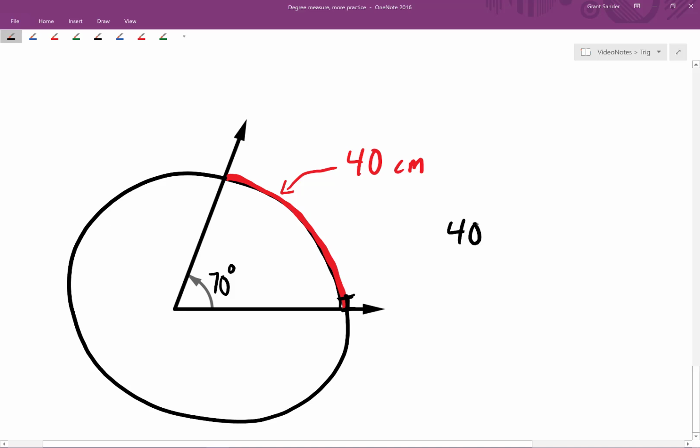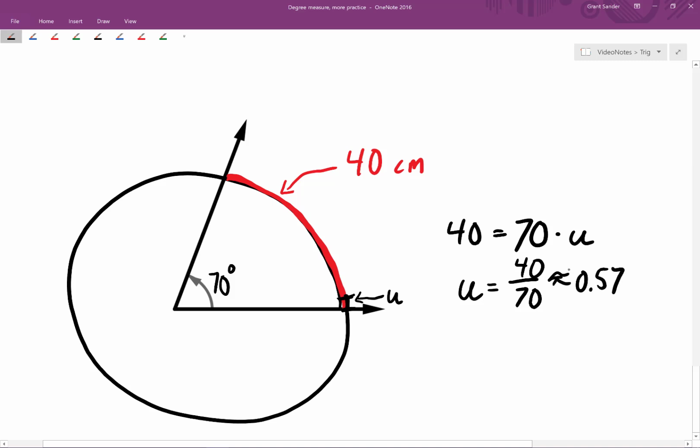which tells us that this 40 centimeters must be 70 times as large as however long our unit down here is. We'll call that u. So let's say that 1/360th of the circumference is u centimeters long. 40 centimeters must be 70 times as large as u centimeters, which tells us that u must be equal to 40 divided by 70, which is approximately equal to 0.57. So 1/360th of the circumference of the circle is about 0.57 centimeters long, just based on how the subtended arc relates to that unit of angle measure, which is 1/360th of the circumference.